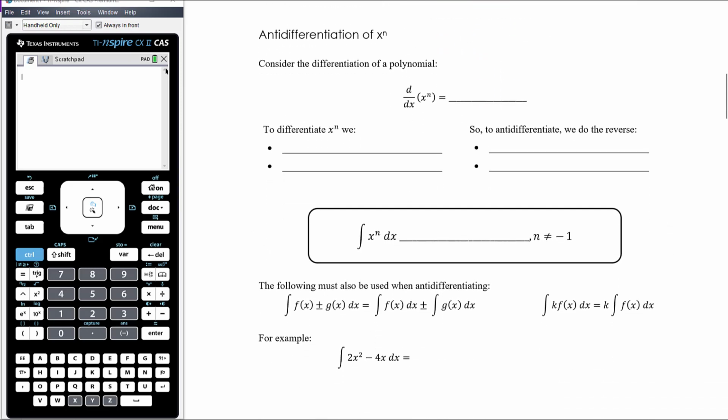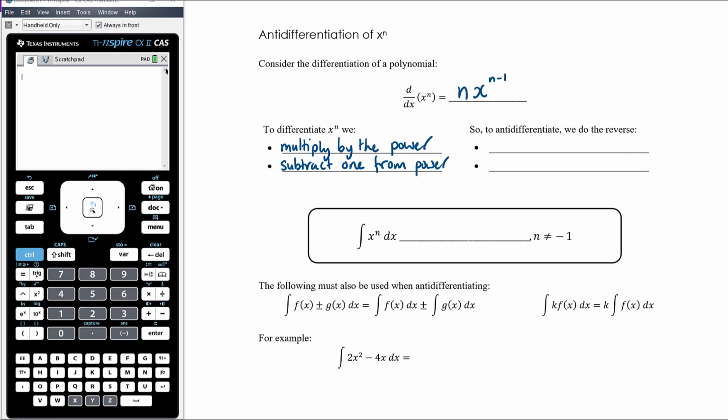Okay, let's think therefore about anti-differentiating x to the power of n, and we're going to do this by thinking about what we know about differentiating x to the n. So we know that when we differentiate x to the power of n, we get n times x to the power of n minus 1. The process we use is to multiply by the power, so we don't change the n first, we bring the n down, and then we subtract 1 from the power. Okay, so we know that.